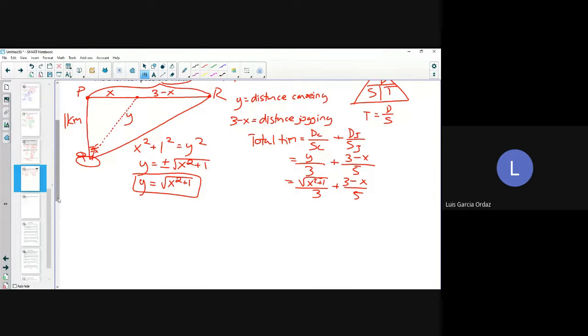So just based off of my expression, I can tell right away that my domain is going to be x is less than or equal to 3 and greater than or equal to 0. Because if I isolate for x in x squared plus 1, I cannot take the root of a negative number. So I have to assume that my x has to be between 3 and 0. That, and the length of the shore is 3 kilometers, so it cannot exceed 3 kilometers.